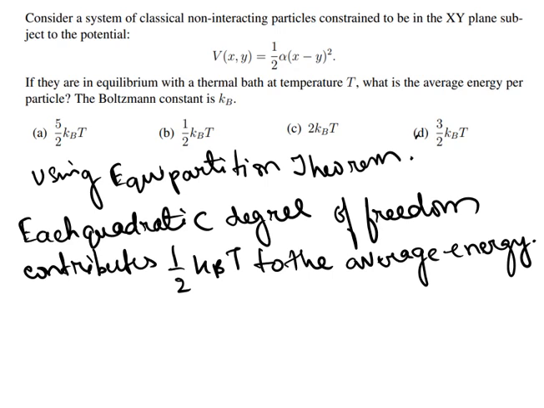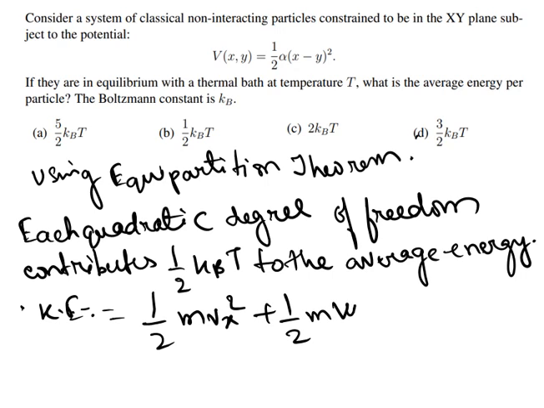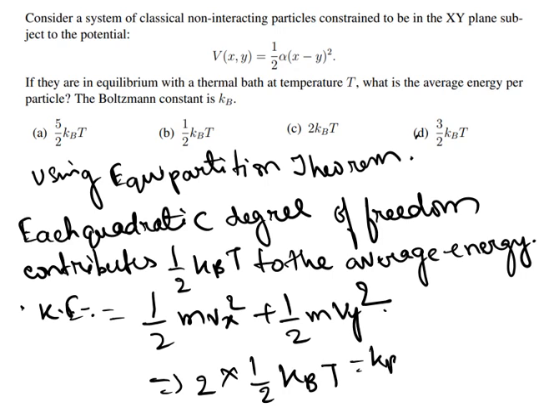Right, we need to count how many independent quadratic degrees of freedom exist in the Hamiltonian. Total energy is the kinetic and potential. For the kinetic energy, we can write half m vx squared plus half m vy squared. So there are two quadratic terms in the kinetic energy, contributing 2 times half kBT, which equals kBT. The half cancels, so it will be kBT.